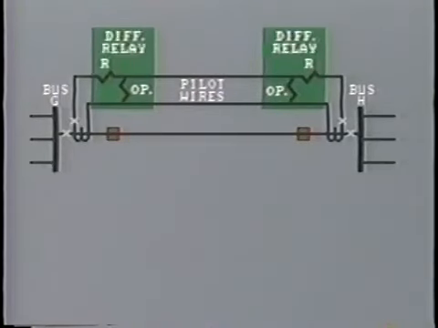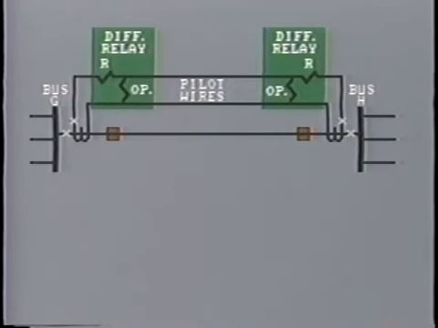In practice, this is not how it's done. Instead, we have a separate relay at each end of the line, and these are interconnected by the pilot wire as we see here. The relays are fitted with restraining coils which try to hold the operating contacts open, while the operating coil tries to close them.